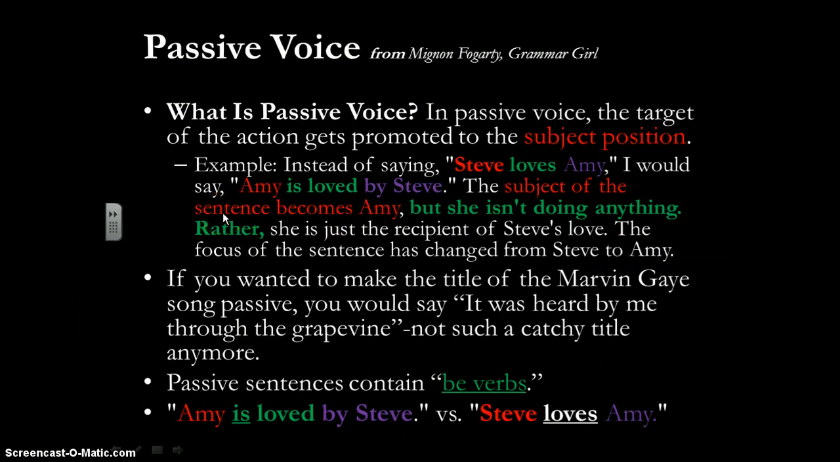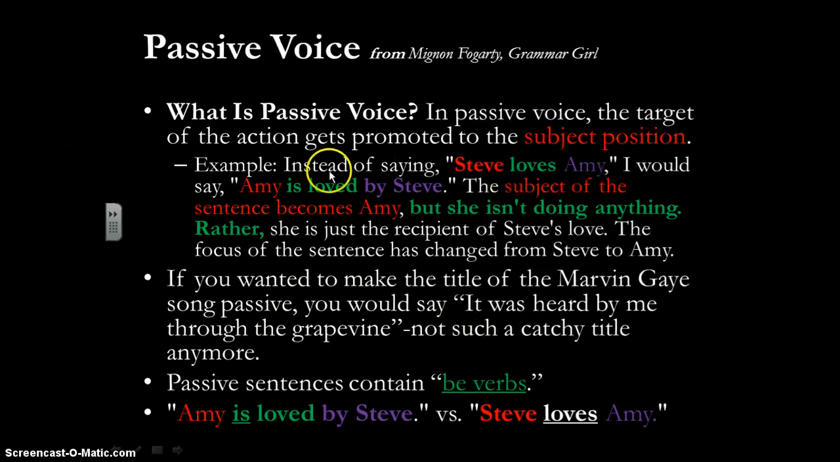One is it's awkward. Amy is loved by Steve. You sound like you are not familiar with the language. If you were to have written that on your paper, it would sound very awkward. I would mark it as PV for passive voice. Right here, if you took the Marvin Gaye song, instead of I heard it through the grapevine, it was heard by me through the grapevine. Not very catchy.